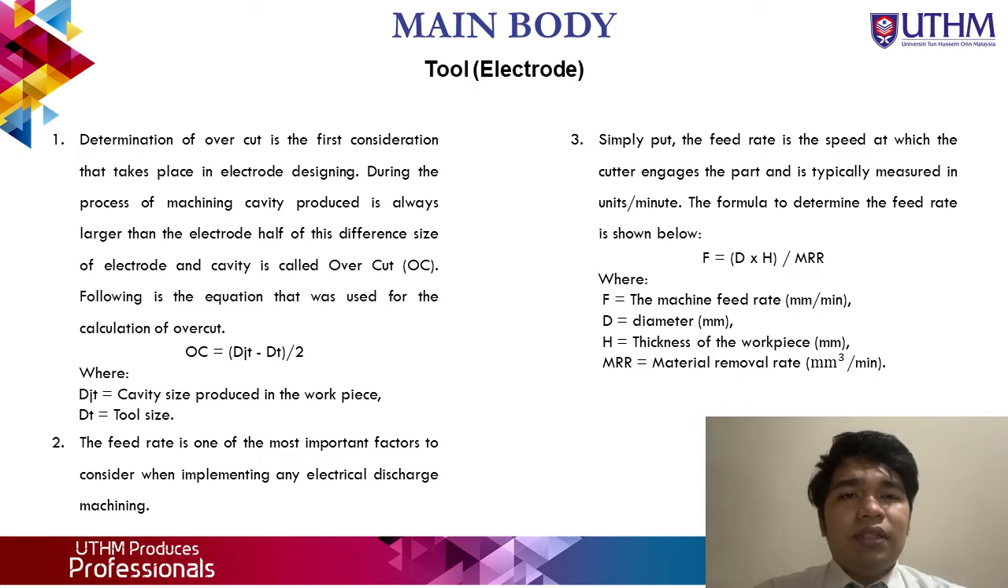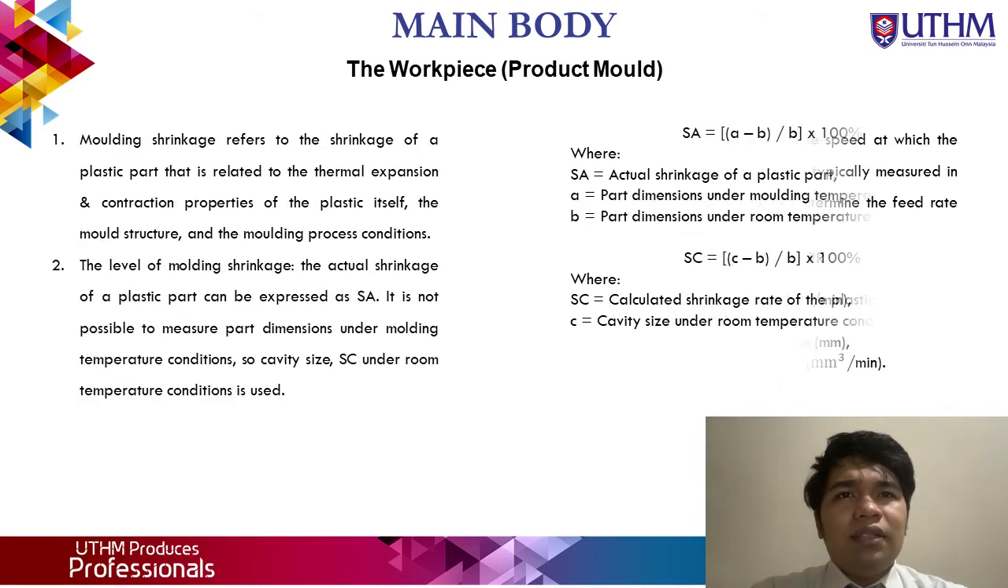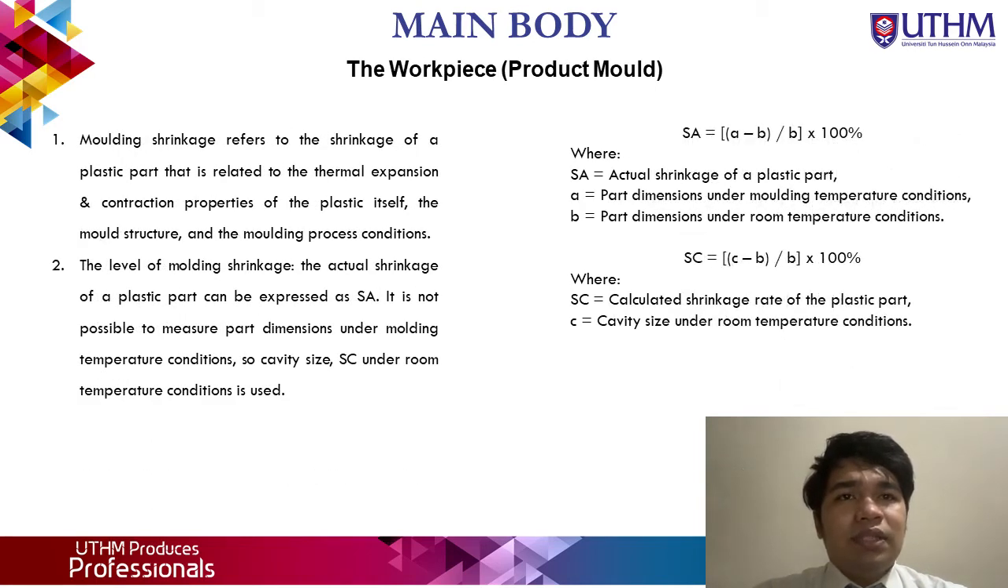Next is the feed rate. Feed rate is the speed at which the cutter engages the part and is typically measured in units per minute. The formula for the feed rate is F equals D times H divided by MRR times 2. F is the machine feed rate, D is diameter, H is the thickness of the workpiece, and MRR is the material removal rate. Next is the workpiece.